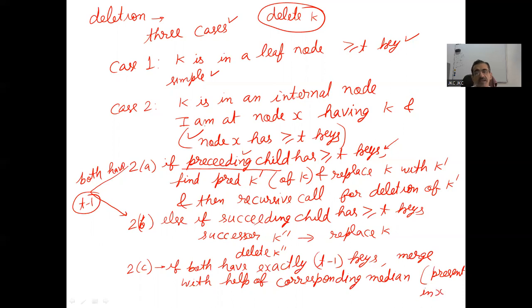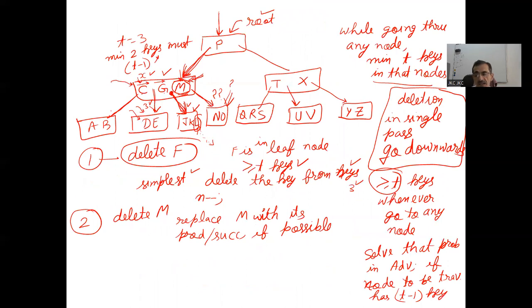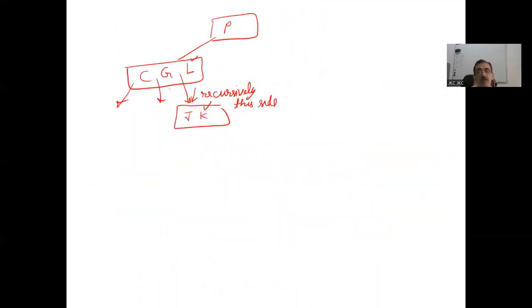So X is my current node. I'm saying I'm in node X, and my median is present in node X. So the X median value will be taken and merging will be done. How? The example will make it clear. Let's say I have this data. After this, as per the previous slide, I have NO here. On this side I have some values, let's say AB and DE.